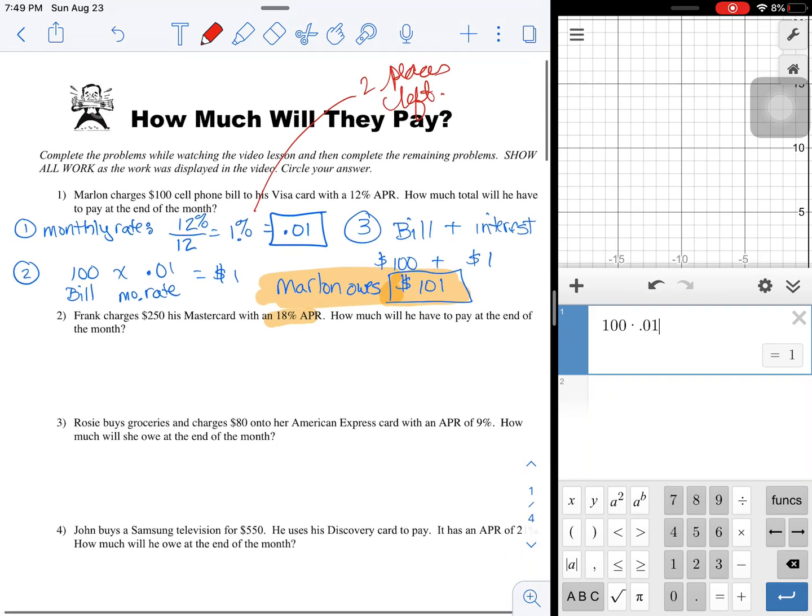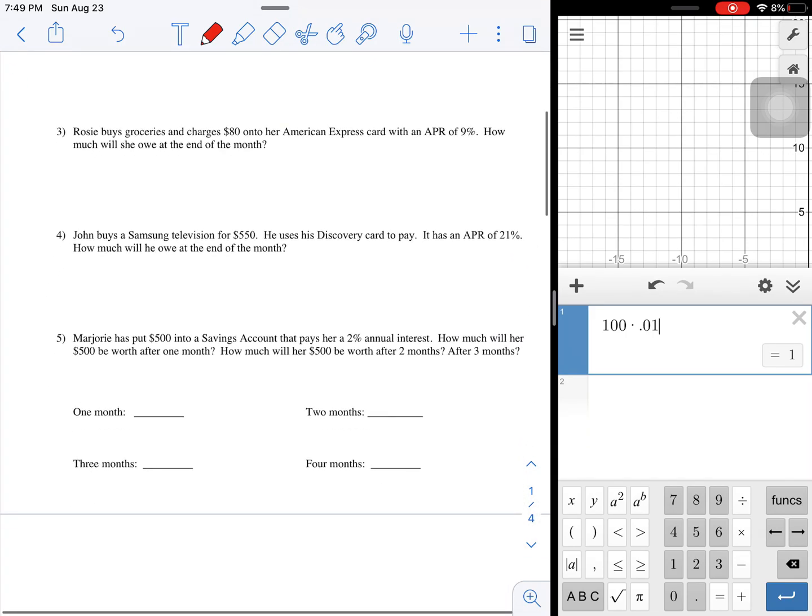We're going to jump down to number 5. I'm going to do half of number 5, and you're going to do the other half. It's kind of the same, except it's a savings account. So you're not going to pay off every month the bill or the interest that accrues. You're going to keep saving. Okay, so we're going to do the same thing.